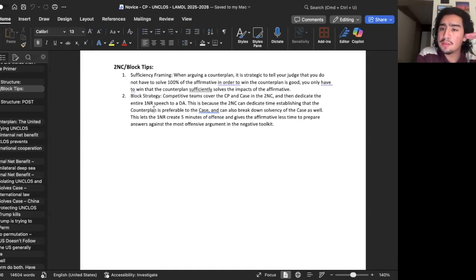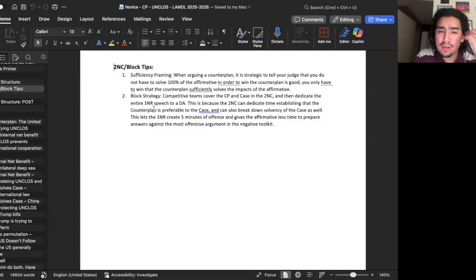So at the top of the 2NC, what a lot of debaters will do is say that you should evaluate the counterplan through sufficiency framing. That means what I just said. The counterplan does not have to be held to the highest standard of solving the entire AFF. You only need to sufficiently solve the impacts of the affirmative.